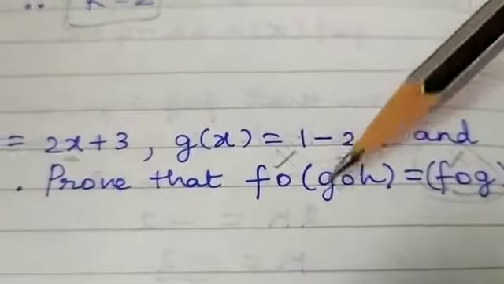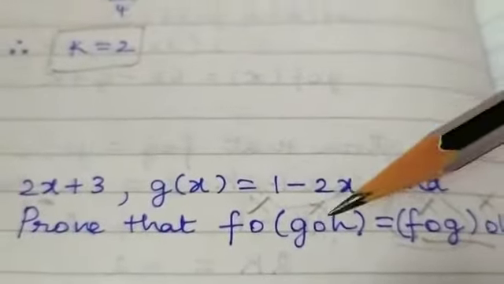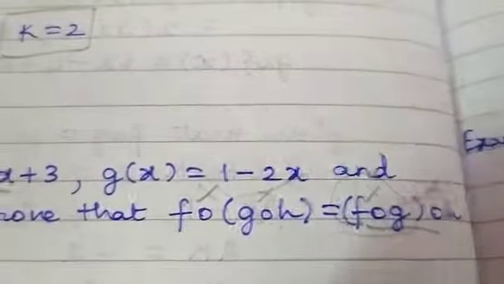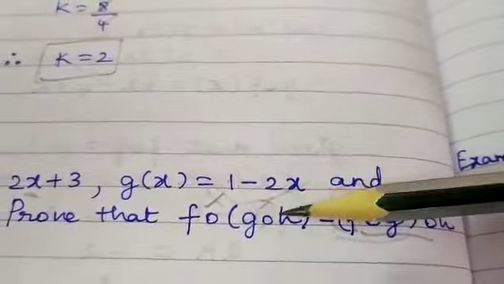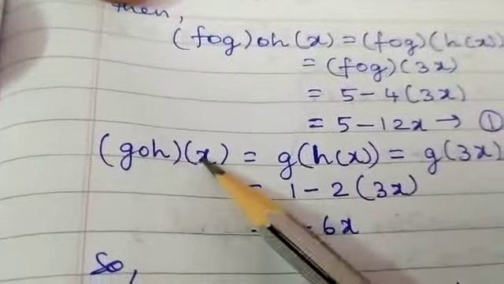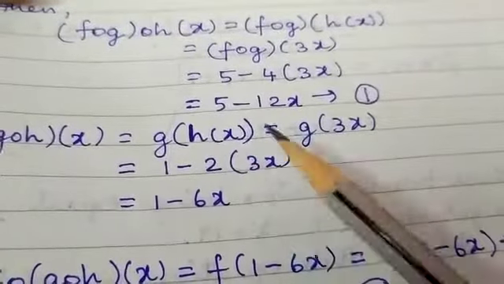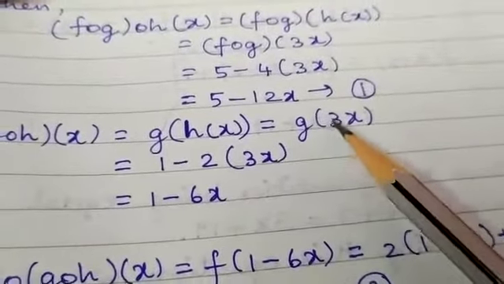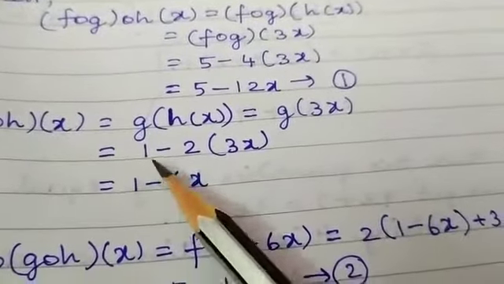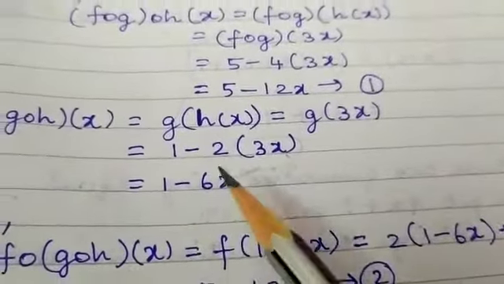Now let me go to the RHS, that is f dash into g dash h. I will first find g dash h and then multiply it with f dash. That is g dash h of x equal to g of h of x. I am putting the value of h of x, 3x, in the place of x in g of x, which is 1 minus 2x. I will get 1 minus 6x.